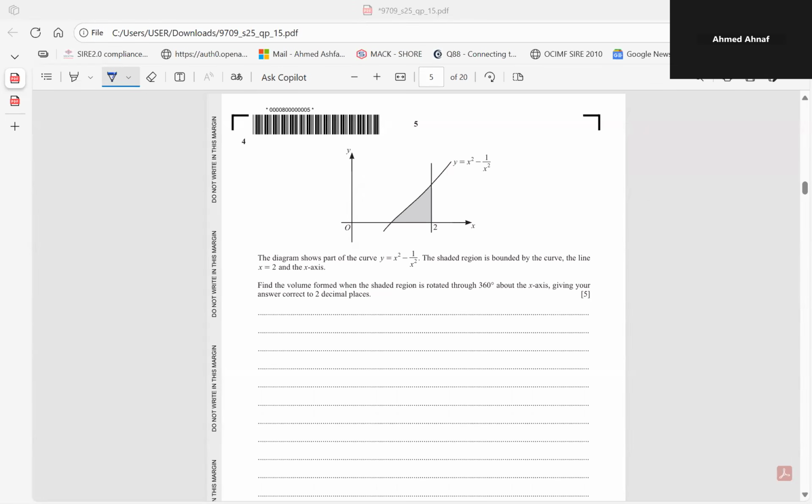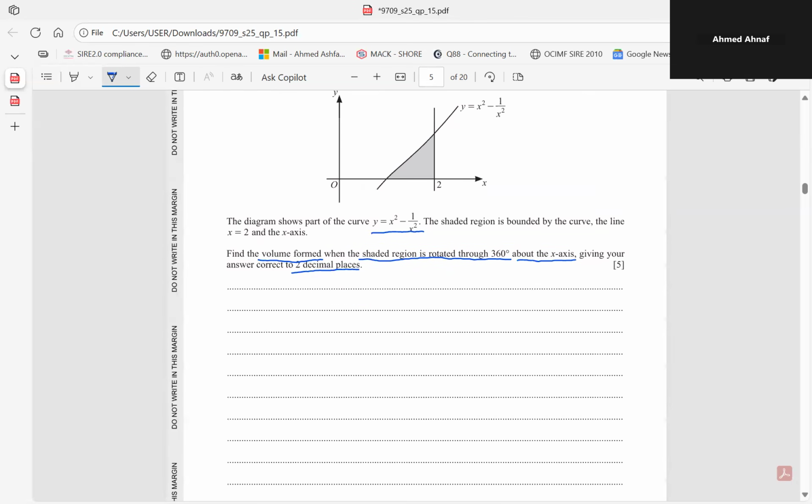Okay, so for this question, we're given this diagram which shows part of this curve and the shaded regions bounded by the curve, the line. Okay, all this is shown in the diagram. And for this, we have to find the volume formed when the shaded region is rotated through 360 degrees about the x-axis, giving your answer correct to 2 decimal places.